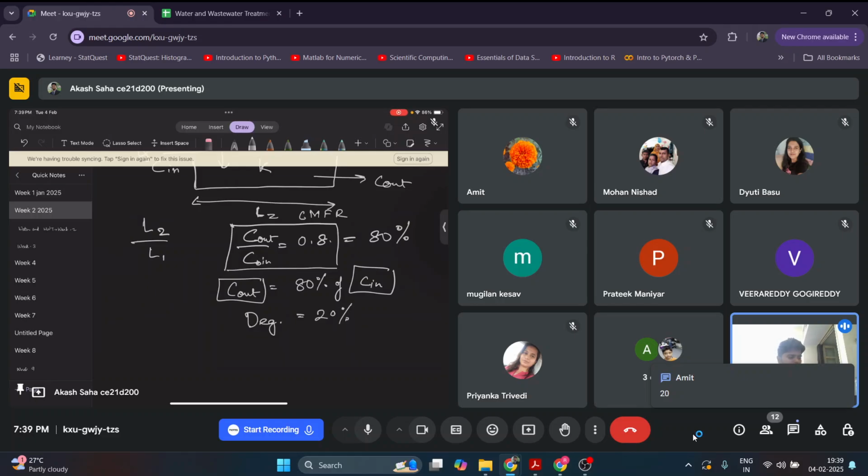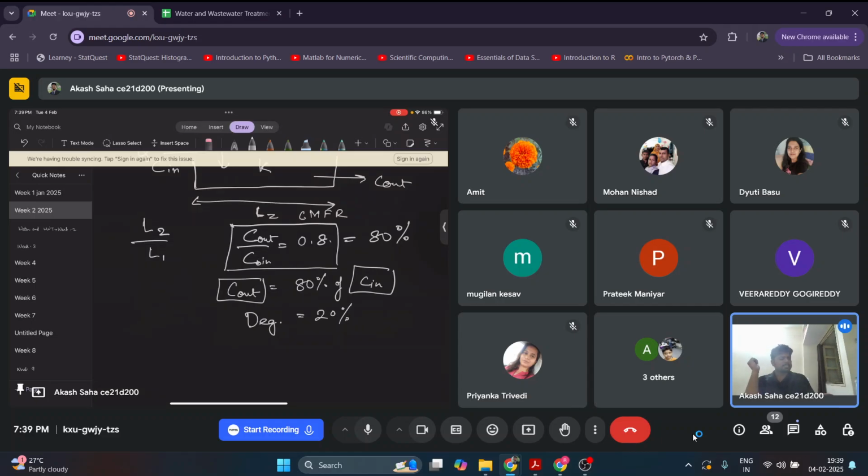So they are asking that for a degradation of 20%, what will be my ratio of L2 by L1? This is what we have to find out. Anyone who knows how to approach this question? You can unmute yourself and give an idea. What should we find out ideally? Just try to think how we can approach this question.